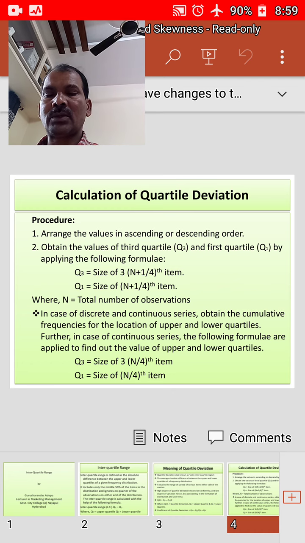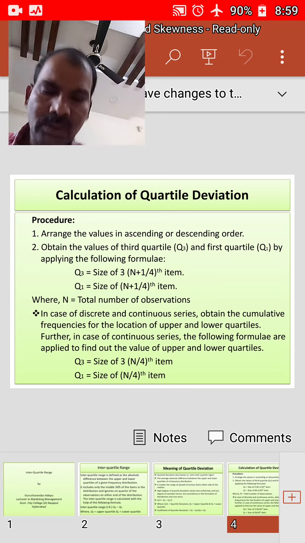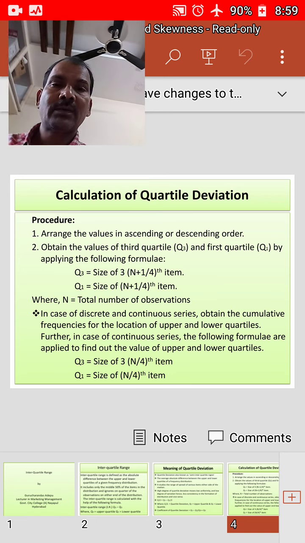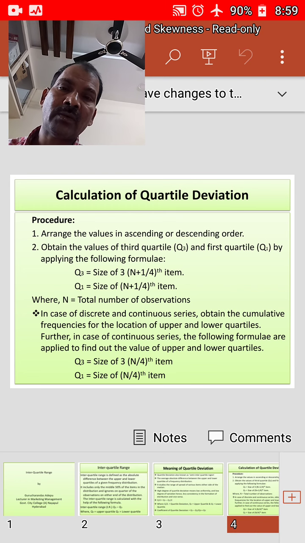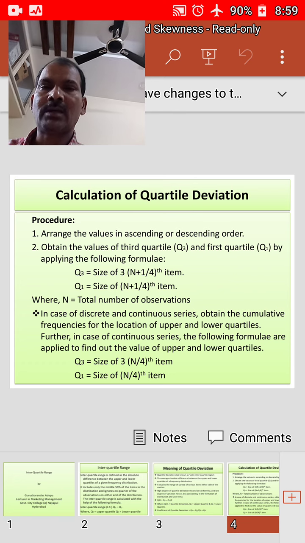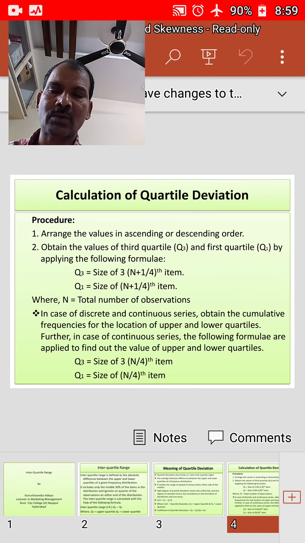Further, in case of continuous series, we have a difference in the formula in order to locate the quartile class. For discrete and individual series we use size of (n plus 1) by 4th item for the first quartile, and 3 times (n plus 1) by 4th item for the third quartile.